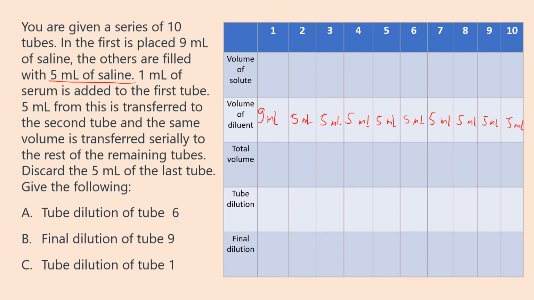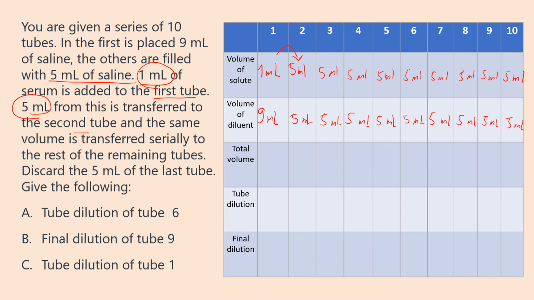Again, forgive me for my handwriting. Okay? And then 1 ml of serum is added to the first tube. So the volume of solute here is 1 ml. And 5 ml from this is transferred to the second tube, and the same volume is to be transferred serially to the rest of the remaining tubes. So you have 5 ml from the first tube transferred to the second tube, and the same volume will be transferred to the rest of the tubes from the preceding tube.